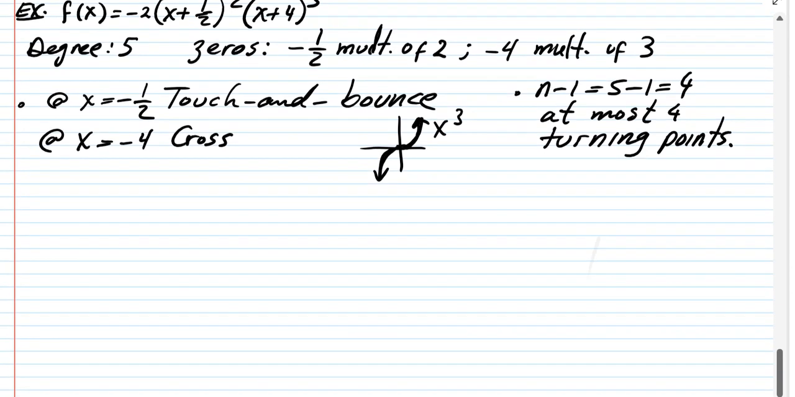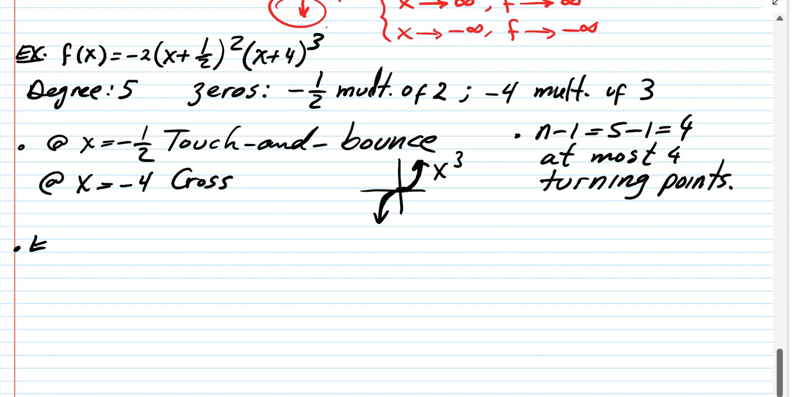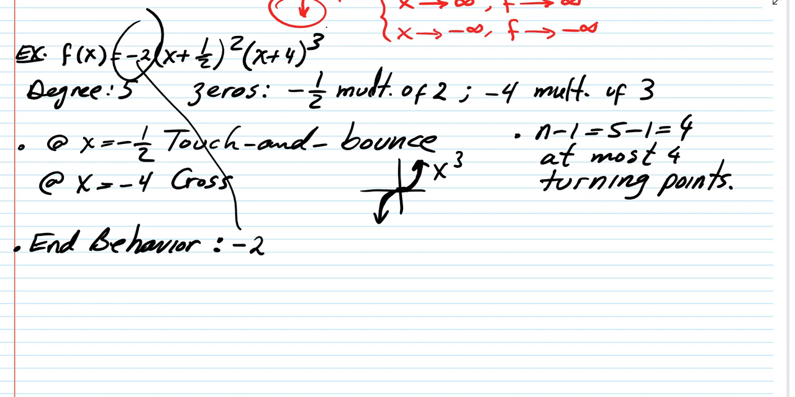And let's finish it with the end behavior. For end behavior, we look at the leading term. The leading term is made up of the leading coefficient, which is -2, and the degree is 5, so it's going to be x to the 5th. You see that? Those two pieces of information are very crucial for us. -2 is the leading coefficient, and 5th degree is the leading term.